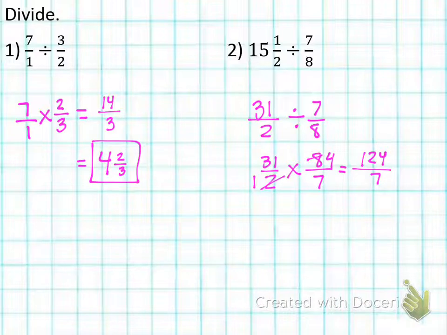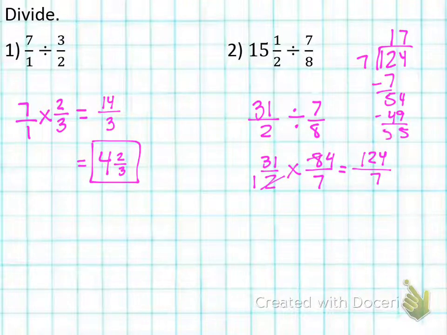We can make it a mixed number by doing a side problem. So it's going to be 124 divided by 7. Goes in once here, so we got 7. We subtract, we get 54. 7 goes into 54 7 times. 7 times 7 is 49.